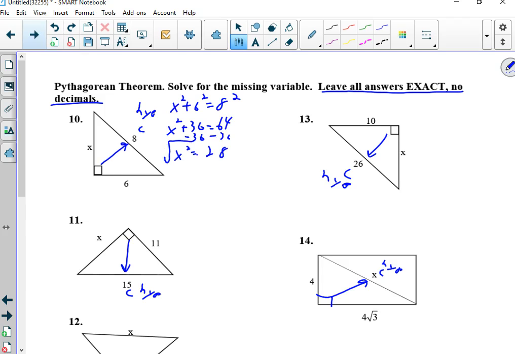Now I take the square root of both sides. And now I go back to my list. Radical 4, radical 7. So x is equal to 2 radical 7. 13. X squared plus 10 squared equals 26 squared.